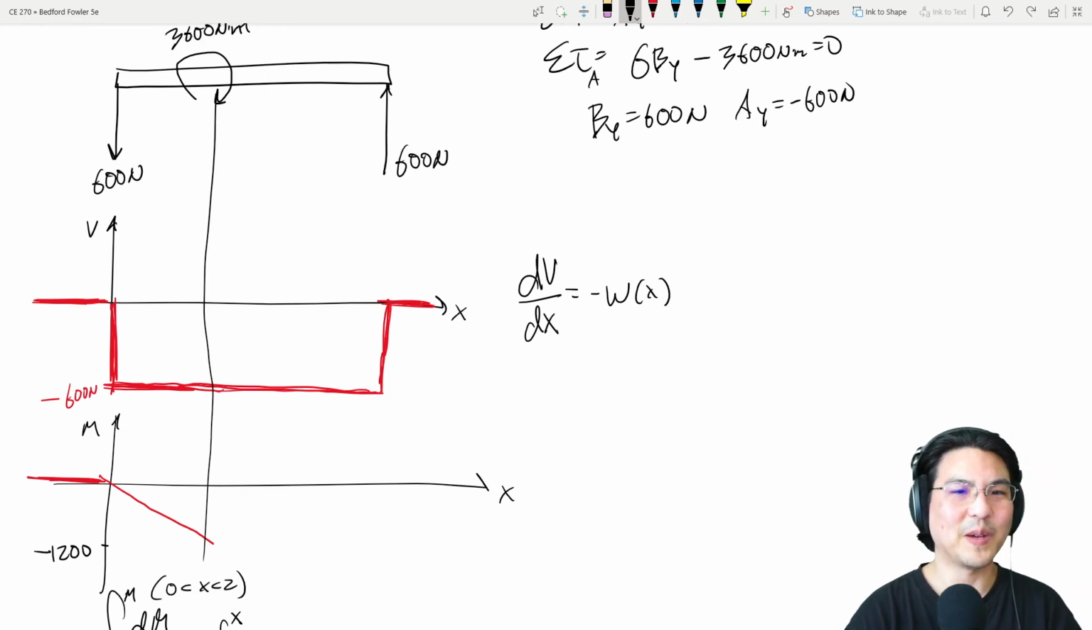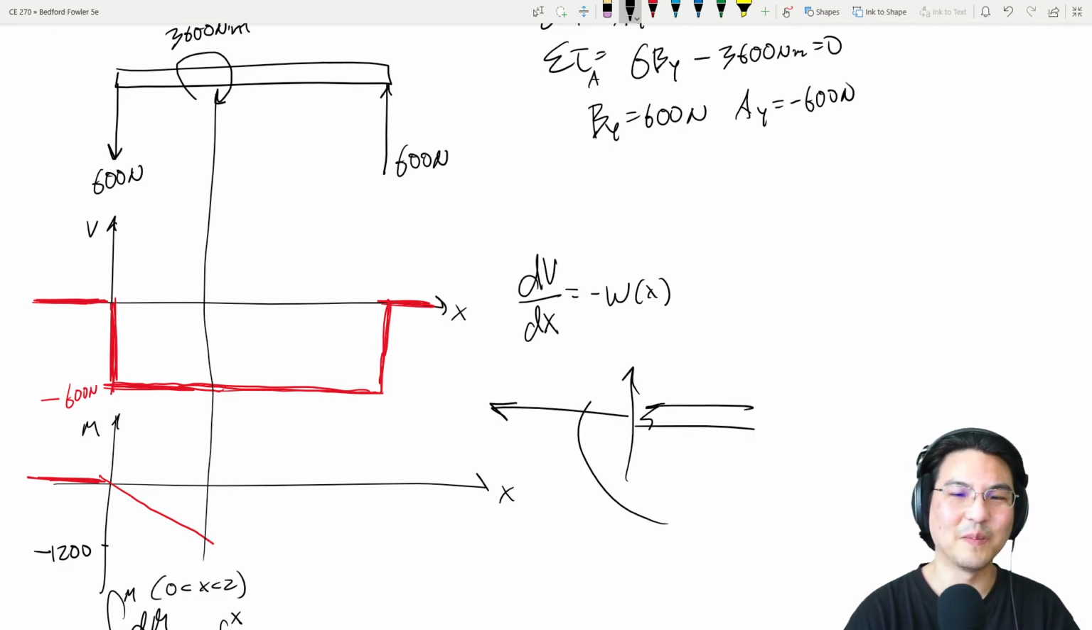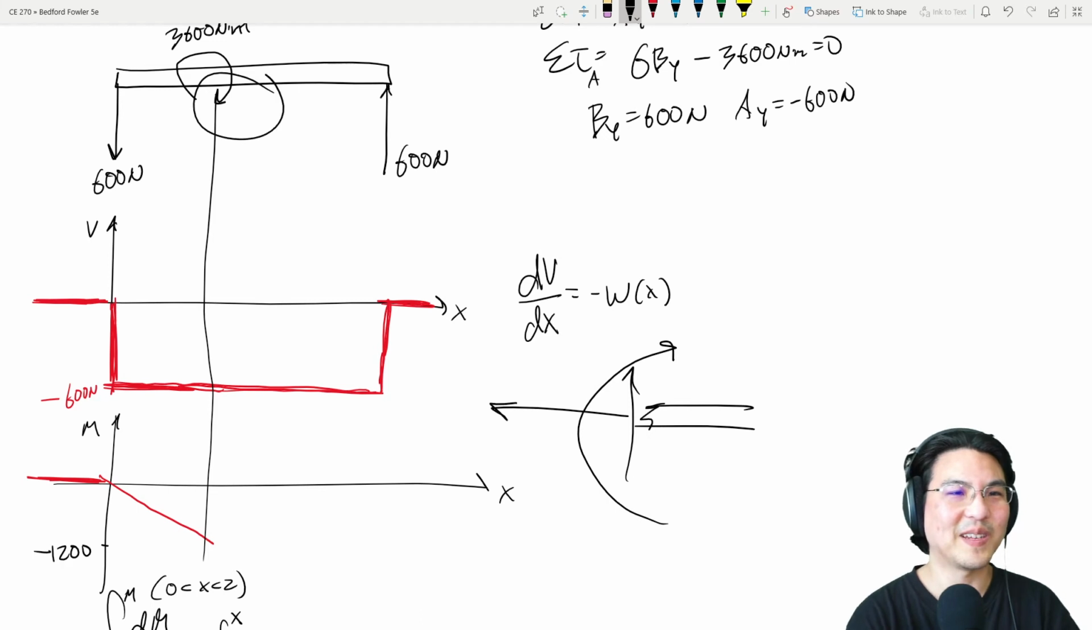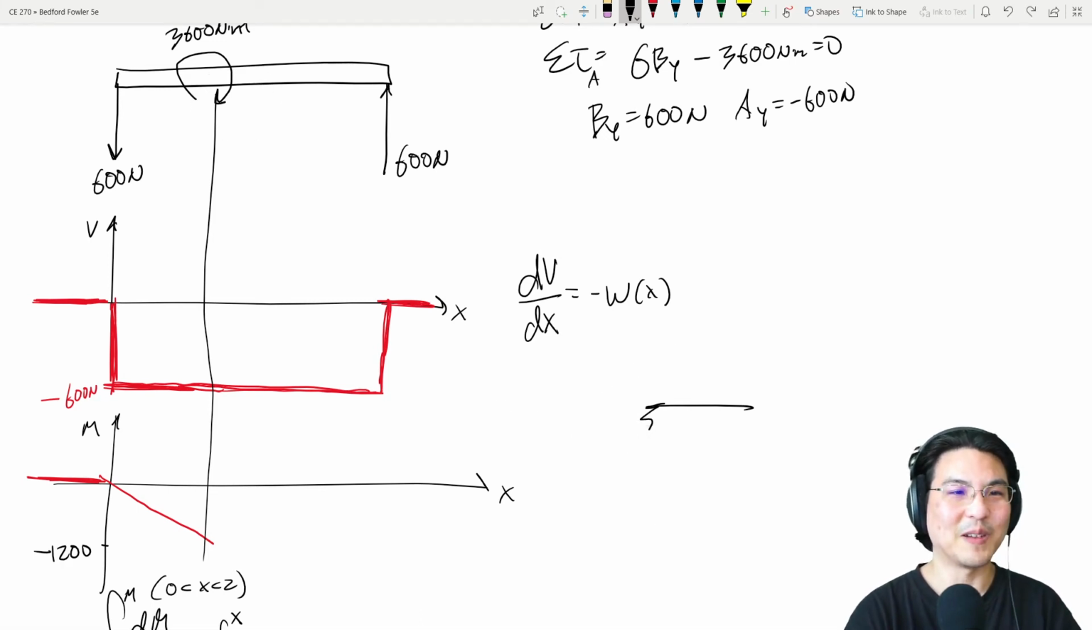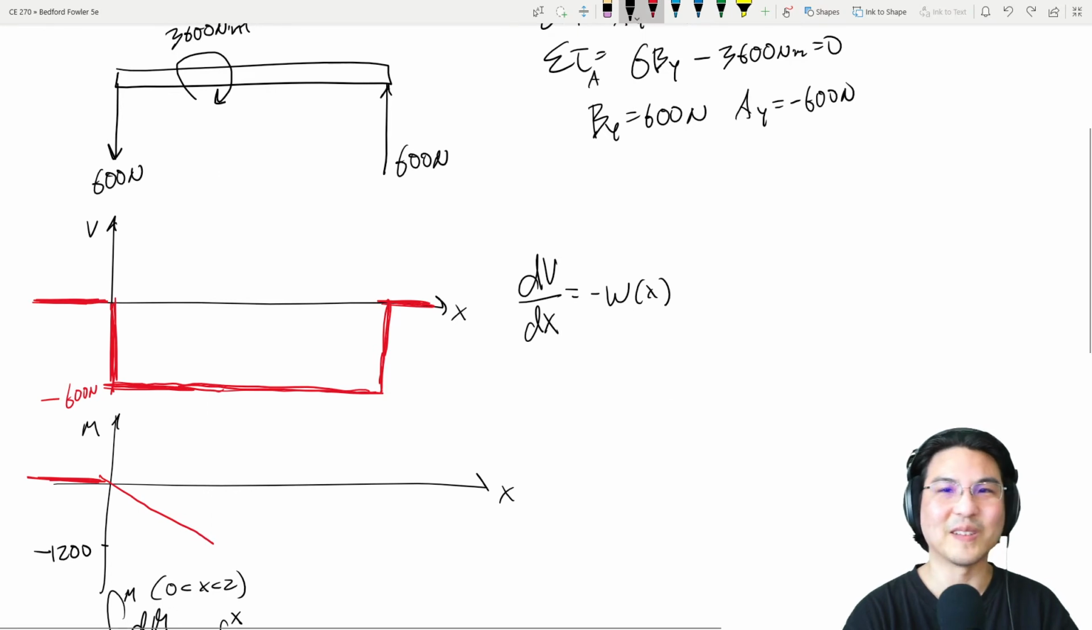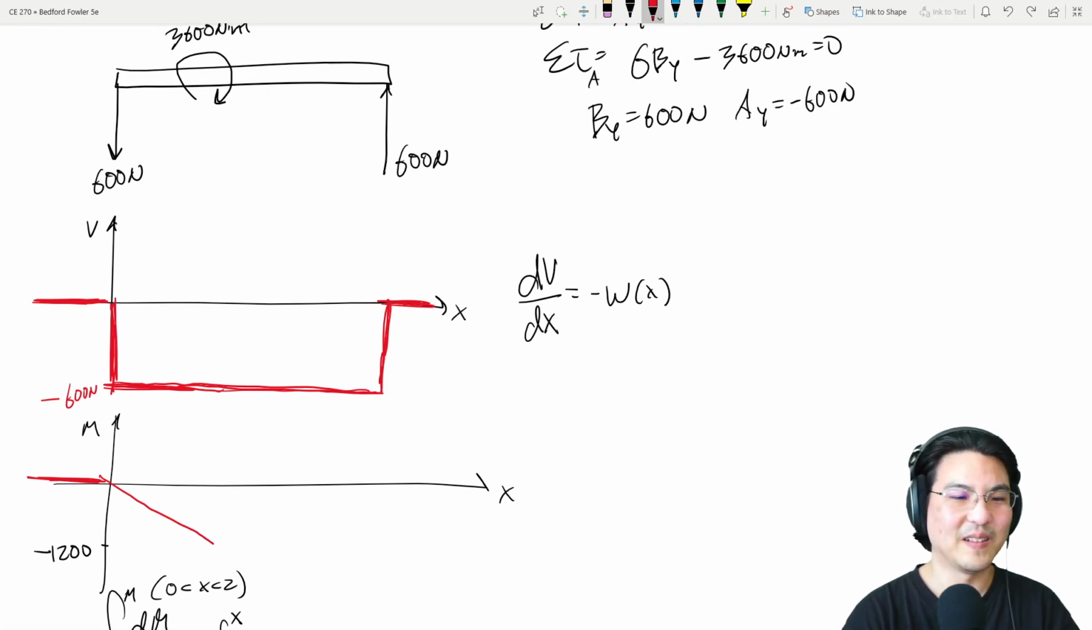But then at x equal to 2, suddenly there's this couple happening. Is that positive or negative? Again, axial force, shear, bending moment. So this is actually in the positive direction. So suddenly we encounter this positive 3600 like this. I didn't leave enough space, so not to scale. So this goes up 3600. From here to here is 3600, so that means it's got to go up to positive 2400.